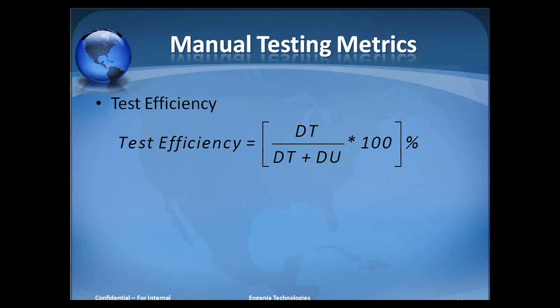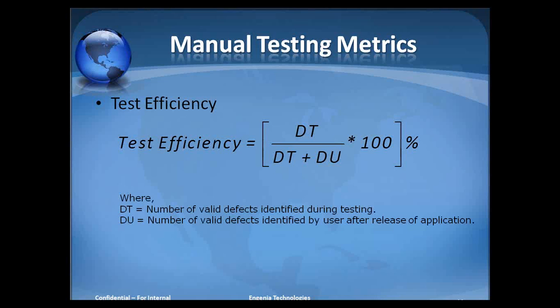For example, in this particular formula, we have test efficiency DT. DT means the number of valid defects identified during the testing, divided by the total number of defects, that is the number of valid defects plus the number of defects identified by the user, for example in the UAT phase. So these were the defects identified in the testing phase divided by the total number of defects in both the testing as well as the UAT or acceptance testing phase, and then we derive a percentage by multiplying by 100. So this is the formula for calculating the test efficiency.